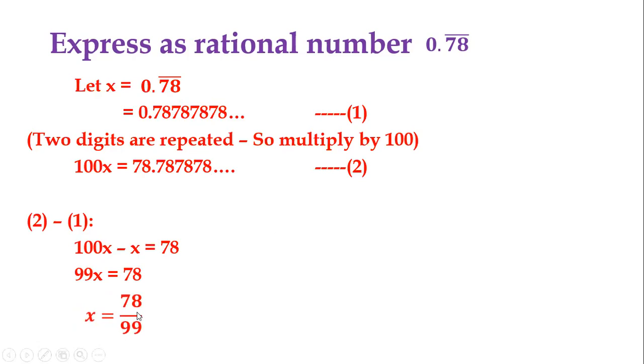Still we can simplify this because we know very well the numbers are divisible by 3. So I am going to simplify. On simplification, x is equal to, I am going to divide 78 by 3, this will become 26. I am going to divide 99 by 3, this is 33. So the basic idea, when we are having a number, we are going to represent the number in p by q form. This is called rational expression.